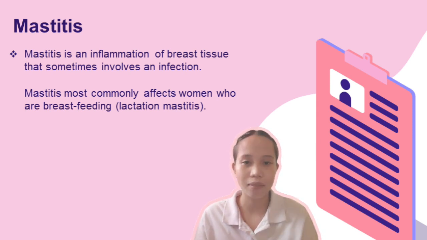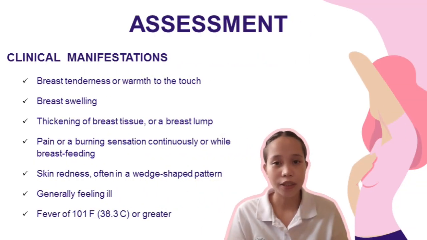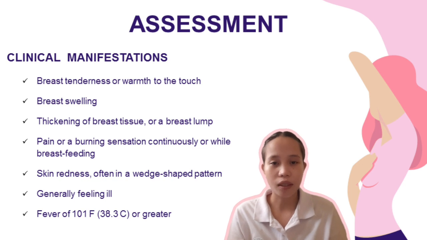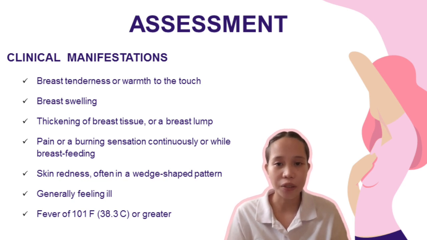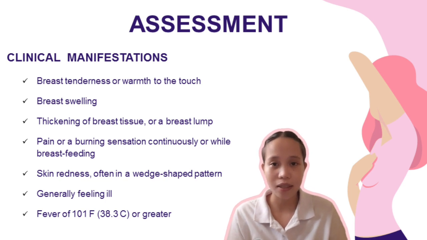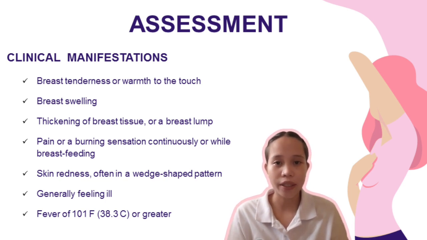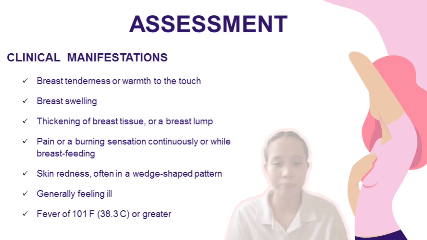breastfeeding and in men. Clinical manifestations of mastitis include breast tenderness or warmth to the touch, breast swelling, thickening of breast tissue or a breast lump, pain or a burning sensation continuously or while breastfeeding, skin redness, often in a wedge-shaped pattern, or generally feeling ill, and fever of 101 Fahrenheit or 38.3 Celsius or greater.